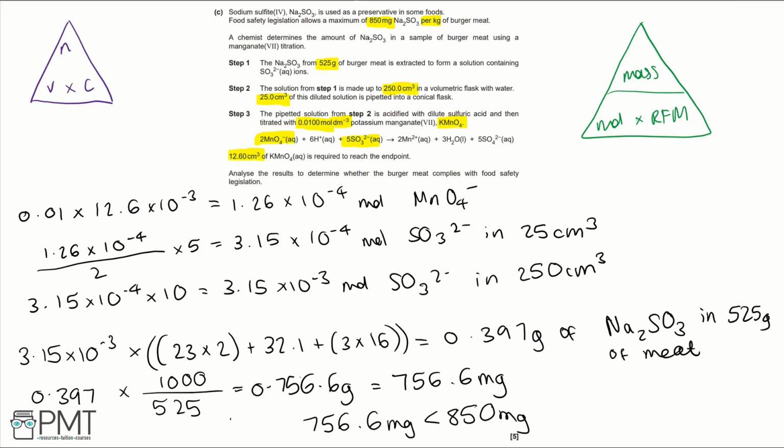To get the 5 marks for this question, you get a mark for working out the moles of the manganate ions. You get a mark for working out the moles of the sulfite ions. You get a mark for working out how much is in 250 centimetres cubed. Then you get a mark for working out the mass of sodium sulfite in 525 grams. And then you get a mark for working out how much is in a kilogram, and then saying at the end that it's less than 850 milligrams.